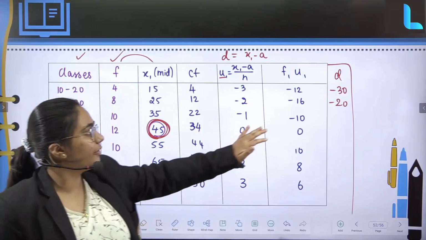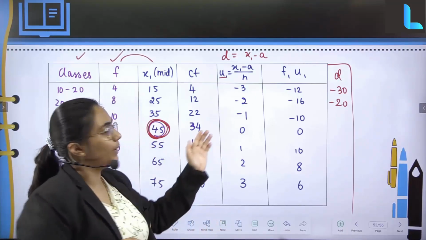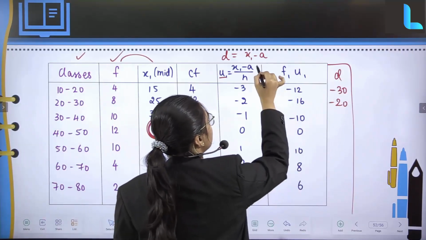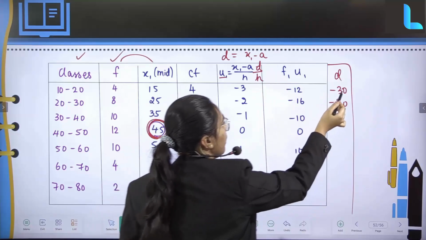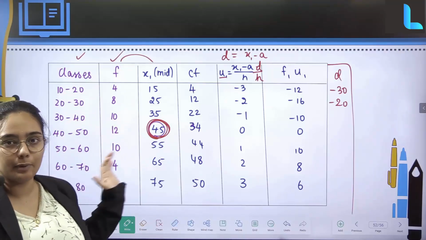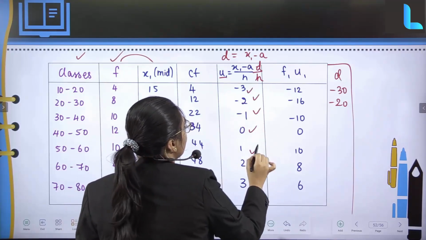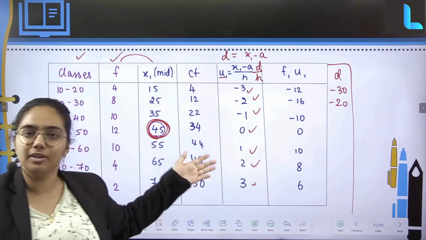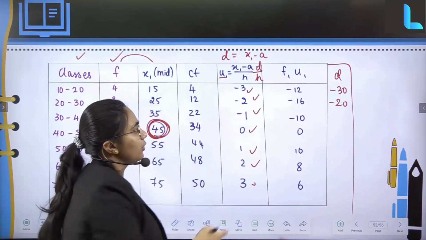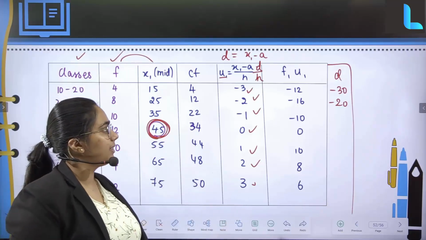Once I have got this value of d, how do I find out u? This u is nothing but x_i minus a divided by h, that is d divided by h. So here you have minus 30, and the class interval difference h is equal to 10. So minus 30 upon 10 is equal to minus 3. Similarly, most of the time this u is going to be negative before the assumed mean: minus 1, minus 2 and minus 3. Subsequent to it, it is going to have positive values.